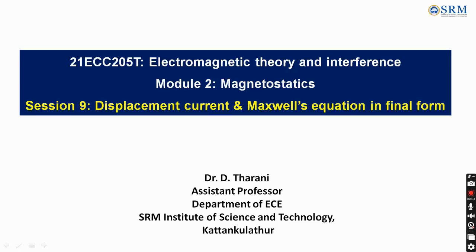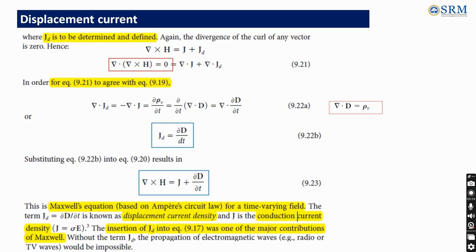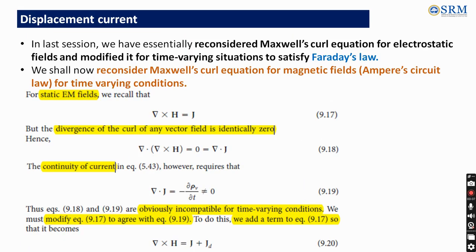In this session, let us see about displacement current and how it is going to change the Maxwell equation. Let us see now. Last session we discussed one of the Maxwell equations, that is the curl of the electrostatic field. We modified that for time varying conditions so as to satisfy Faraday's law. Now we are going to reconsider another Maxwell curl equation, that for the magnetic field based on Ampere circuit law. We are going to change it for time varying conditions.